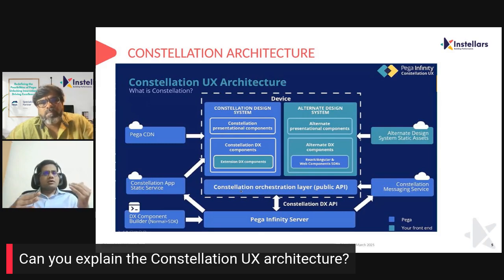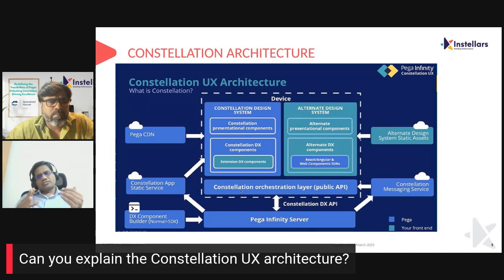Next is the Constellation application static services. This mainly handles application-specific content, like custom branding or images, and allows for personalized UI elements in the Pega application. Next, you can see the Constellation messaging services. It manages real-time updates and notifications, which help ensure smooth communication between the core engine and UI components. So these are the three supporting services.